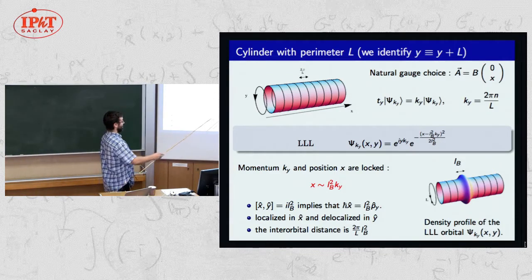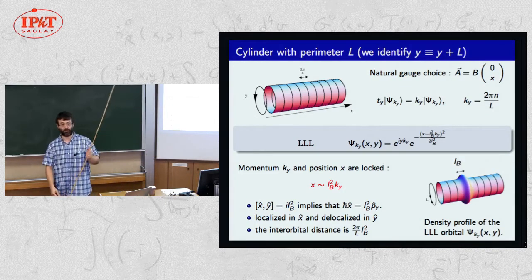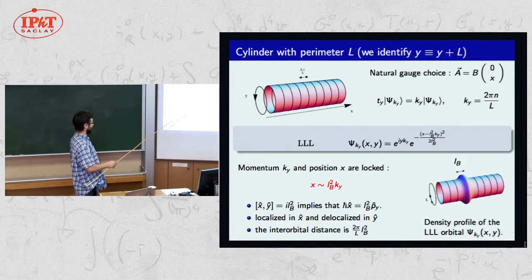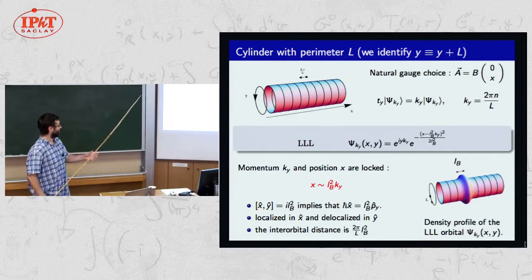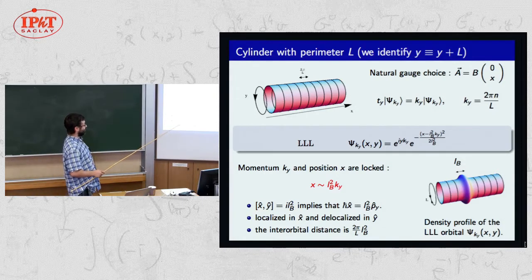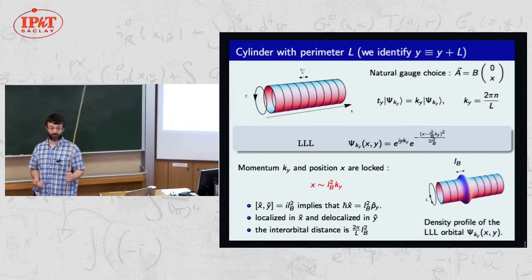And actually, ky is a momentum. It's quantized because it's a compact dimension. And what you find is x is basically locked by ky. So if you know the momentum in the y direction, you know the position up to a magnetic length. Why is that so? That's because once you project to the lowest Landau level, x and y no longer commute. They commute to i l_B squared. That means y is the canonical conjugate of x. So if you phrase it differently, py and x, it's the same thing once you project to the lowest Landau level.